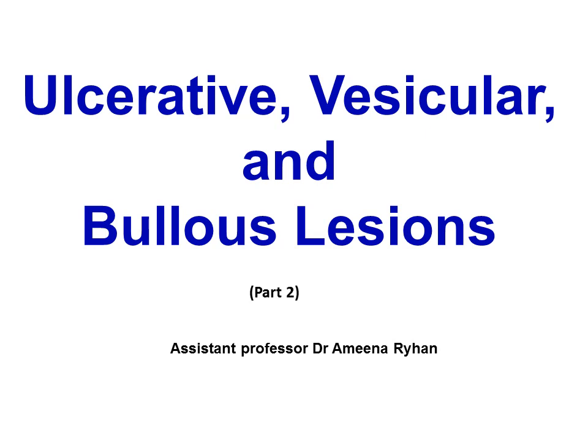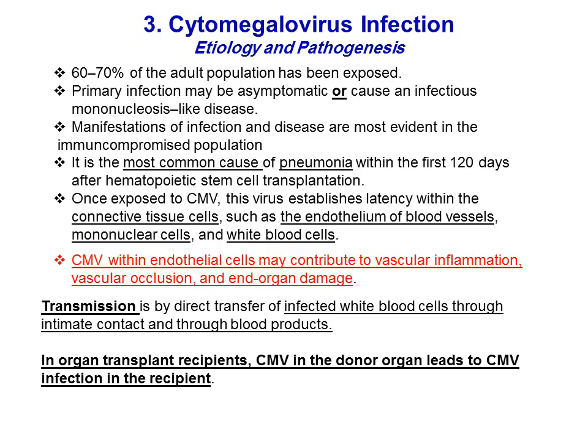We will talk about part 2 of ulcerative, vesicular, and bullous lesions. We will talk about cytomegalovirus infection. What is the etiology and pathogenesis of this infection? About 60 to 70% of the population may be exposed to this type of virus.